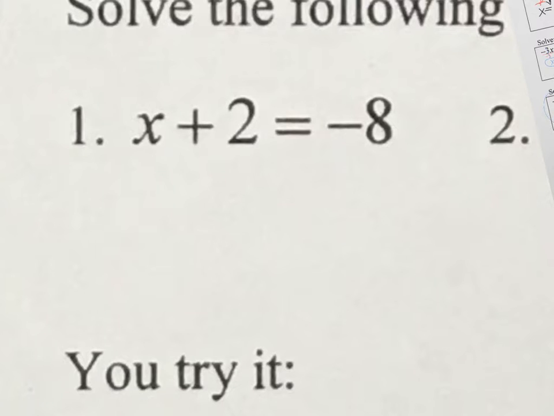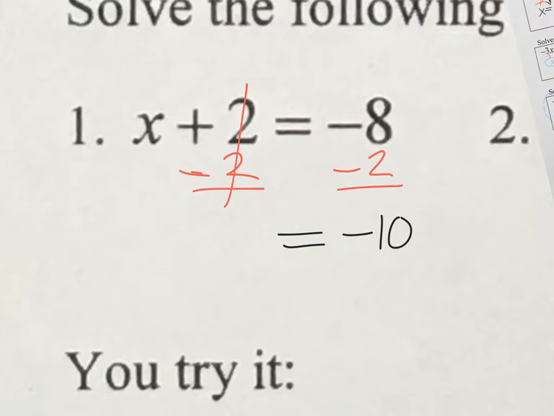So on number 1, what do I do to get rid of the plus 2? Minus 2, that's right. So I'm going to put a minus 2 right below it, cancel it out. What I do to one side, I do to the other side. I'm going to bring down the equal sign. What do I get on the right side? What is negative 8 take away 2? Negative 10. You owe $8, you owe $2 more, you're going to owe a total of $10.